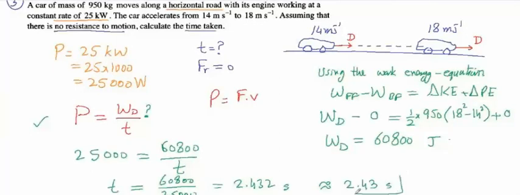So 2.43 seconds is utilized to increase the speed from 14 to 18 meters per second if there is no resistance or no other resistive forces, and the engine is working at a rate of 25 kilowatt.